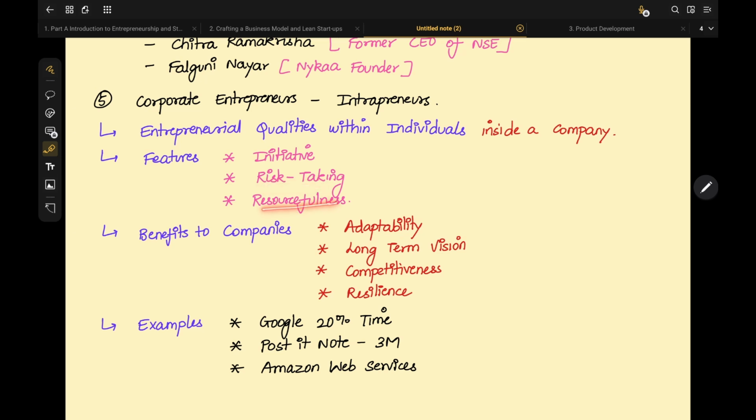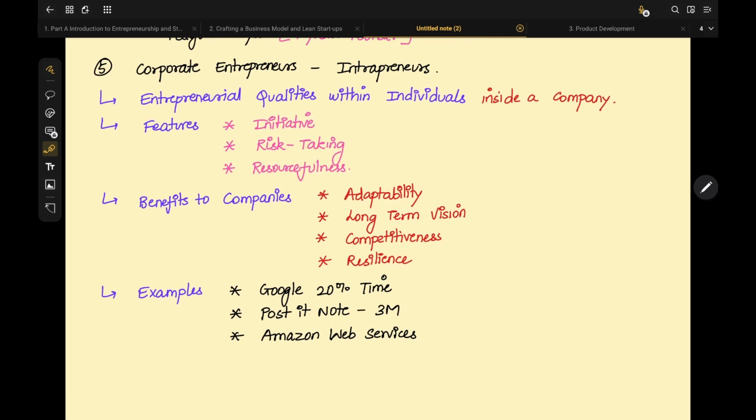And then resourcefulness. They will be very resourceful. They will be productive and they will be helping the company. What are all the benefits to companies? Adaptability. By these new ideas, what will those new ideas reflect? What are all the problems in the market, what are all the opportunities in the market, what are all the expectations in the market, that only will be reflected in the new ideas.